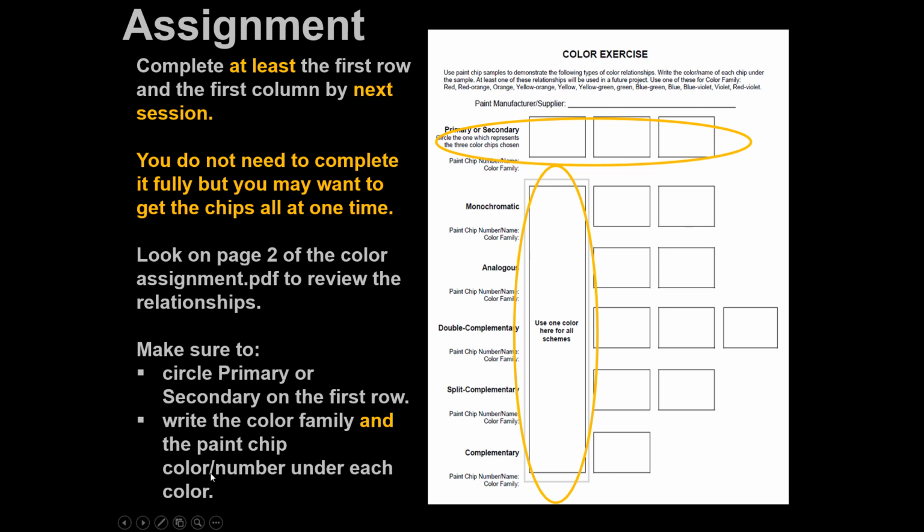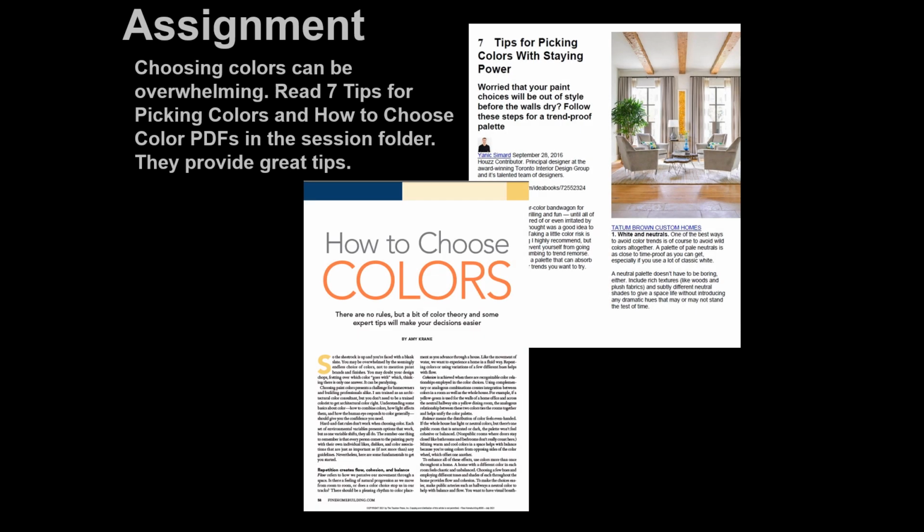Ideally, make sure that you write the color chip family and the paint chip color or name. So I need to have that, and these are the family. I've said that quite a bit today. I have two PDFs for you to read through. Choosing colors is tricky. You need to kind of be working through that. Read 7 tips for picking color, and then how to choose colors, PDFs in the session folder.